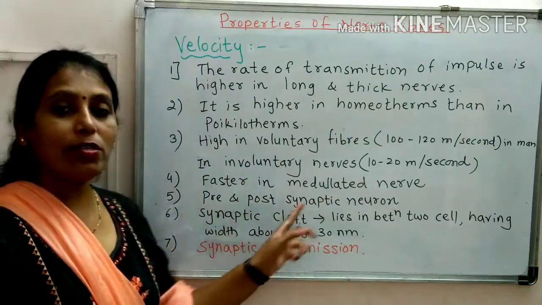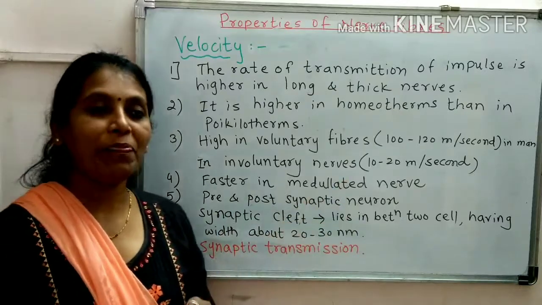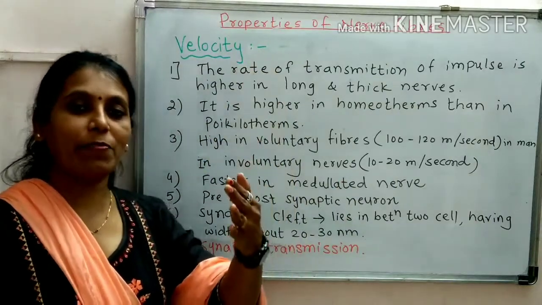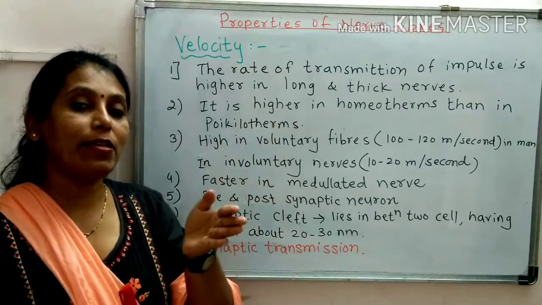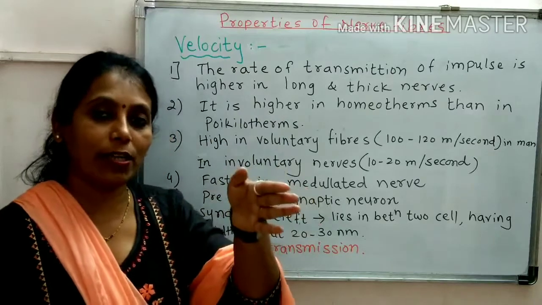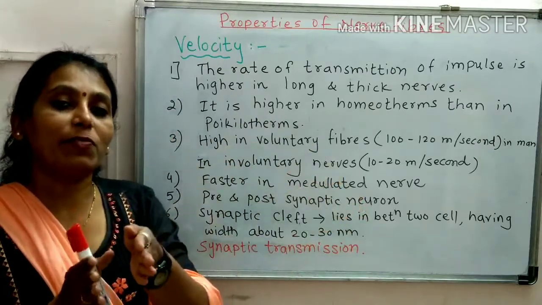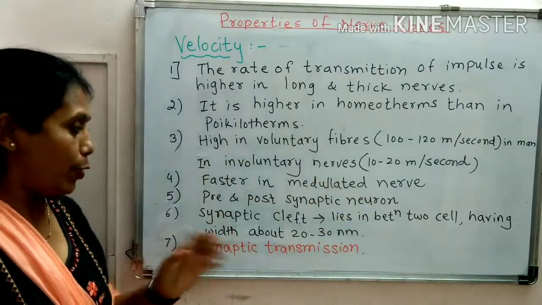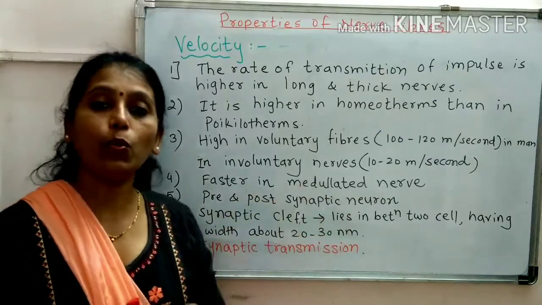Pre and post synaptic neuron. Now, in case of neurons, one neuron has to transmit the message to a second neuron. So presynaptic means the neuron which is present before the synapse, before the junction, is called the presynaptic neuron, and the neuron which is present after the synapse is called the postsynaptic neuron. Synaptic cleft lies in between the two cells.